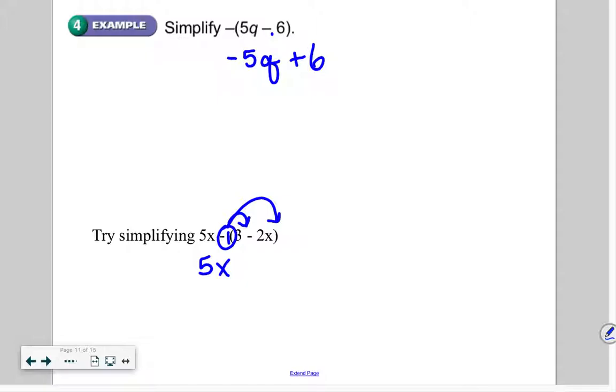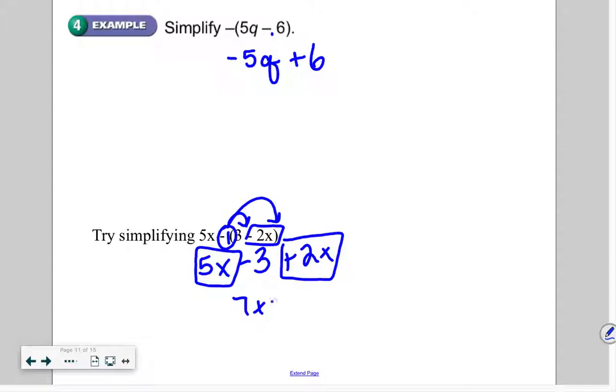What is a negative 1 times 3? And what's a negative 1 times a negative 2x? So make sure that you are reading this as the term negative 2x. Are you done? Now what can you do? Combine like terms. So you have 5x is a like term with 2x. So 5x plus 2x is a total of 7x minus 3, which would be your final answer.